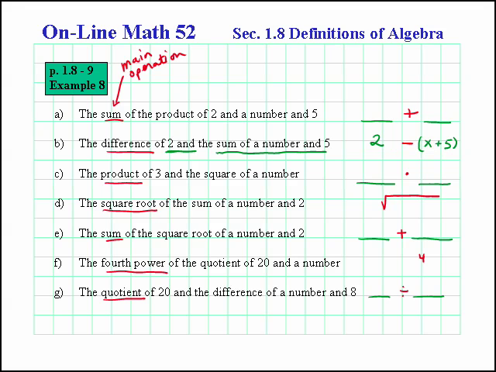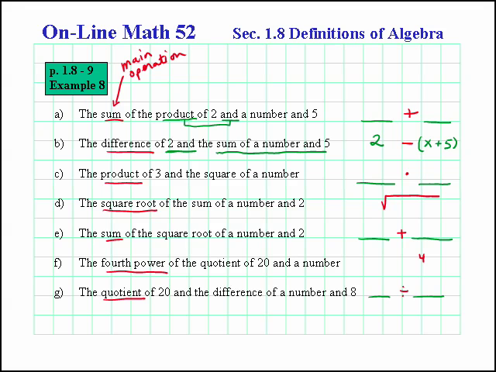Okay. So, let's see. How's this going to work? The sum of something and something else. Well, this time we don't have a number right away. The sum of the product of 2. Oh, product. But product itself has two parts to it, doesn't it? Look at this. We've got little things going on inside here. The product of 2 and a number.